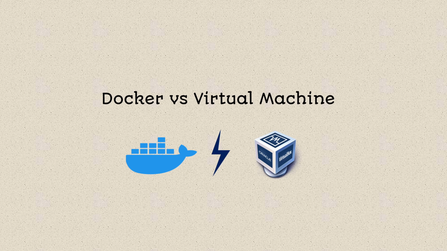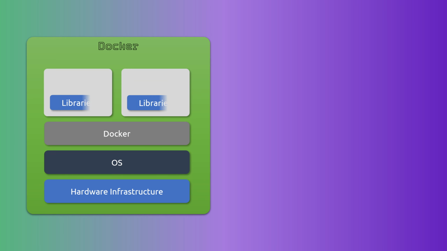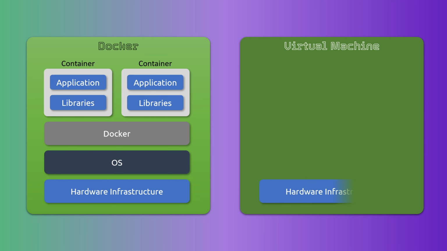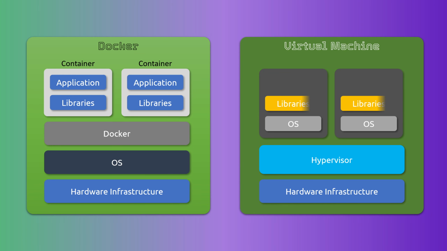Many beginners confuse Docker with a virtual machine. Let's compare them. A Docker container includes the application and its dependencies. Containers share the host operating system's kernel. This makes them lightweight, faster, and more efficient. A virtual machine includes the application, dependencies, and a guest operating system. Each VM requires its own operating system, making it larger and slower.